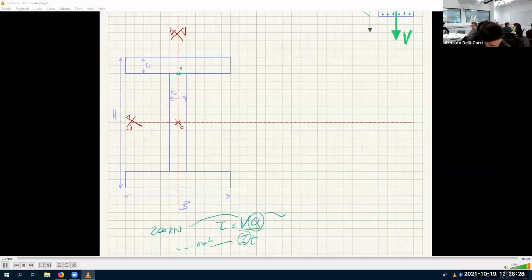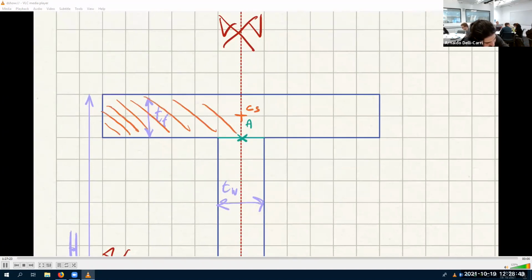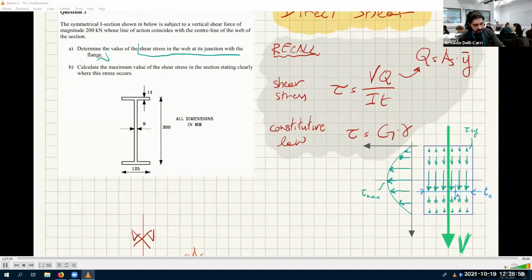There you go. So I can point out better where is the center. This is the centroid of the shaded area. I'll call it CS. And this is the shaded area. Call this shaded area AS. That's CS, the centroid of the shaded area. So what we want to find is Q, which is AS times Y bar.